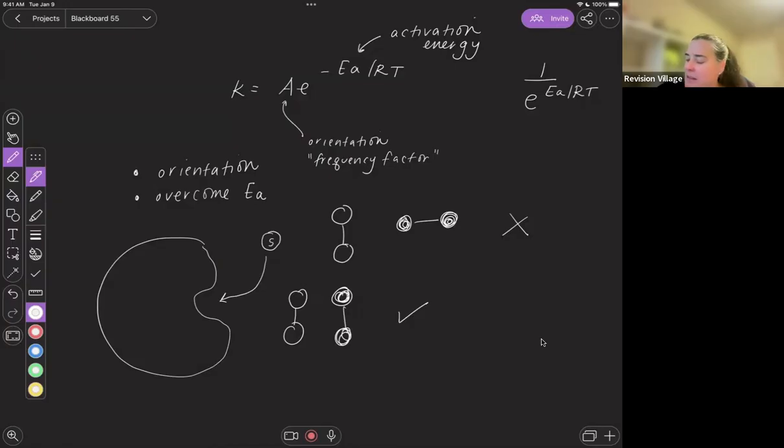So that's what that means. And then temperature mitigates that. So if I have something that's hard to do, what I could do is raise the temperature of the system so that more molecules are able to do it.